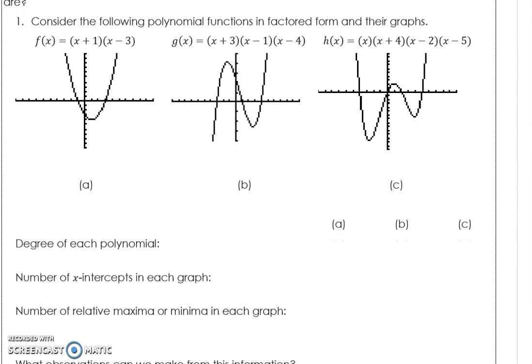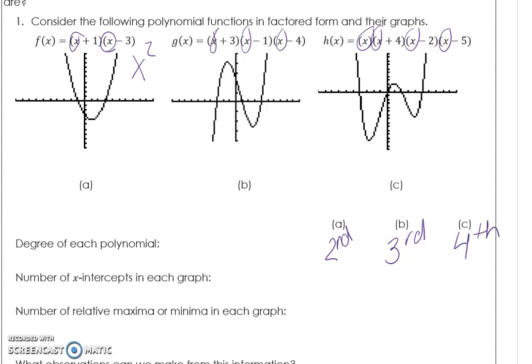For the first polynomial A, the degree is determined by if we were to multiply these out, or if we were to take the x times x, we'd end up with x squared. So our degree is the second degree. Looking at g of x, since there's three x's, it's a third degree. And c here is a fourth degree.